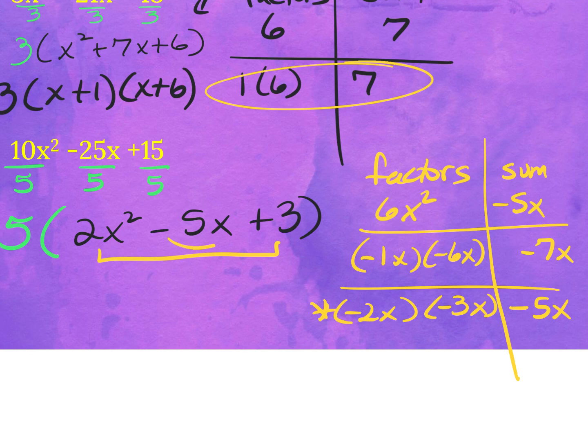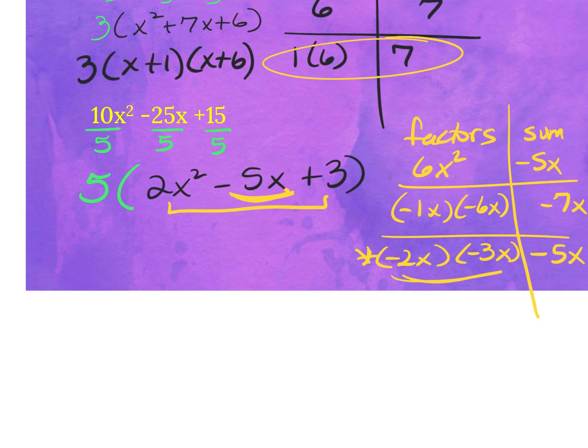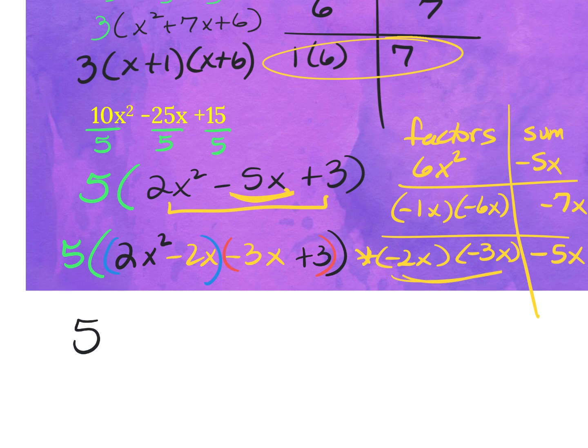So again, we're replacing the middle term with these two factors. Don't forget about that GCF. So rewrite the first term, replace that middle with the two numbers you just found, and rewrite the last term. So I can make a blue group here, and I can make a red group. So my greatest common factor of my blue group is going to be 2x.